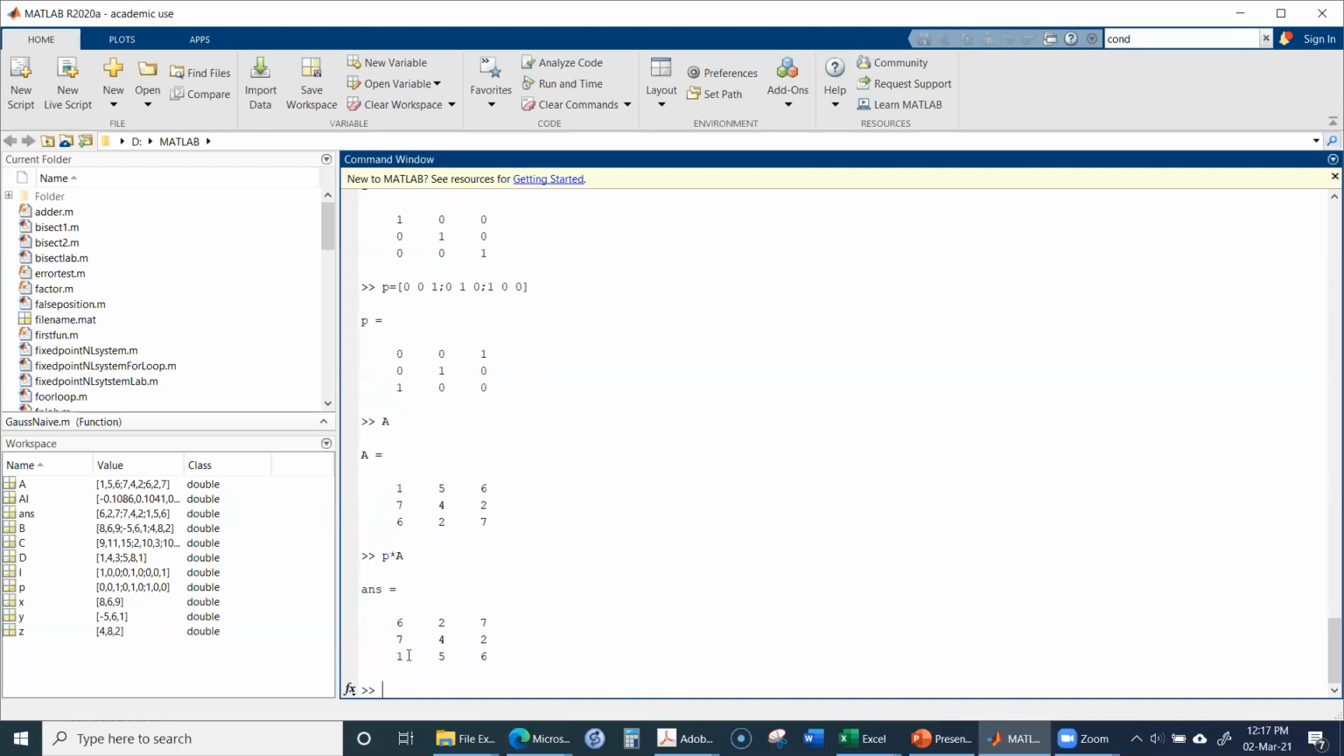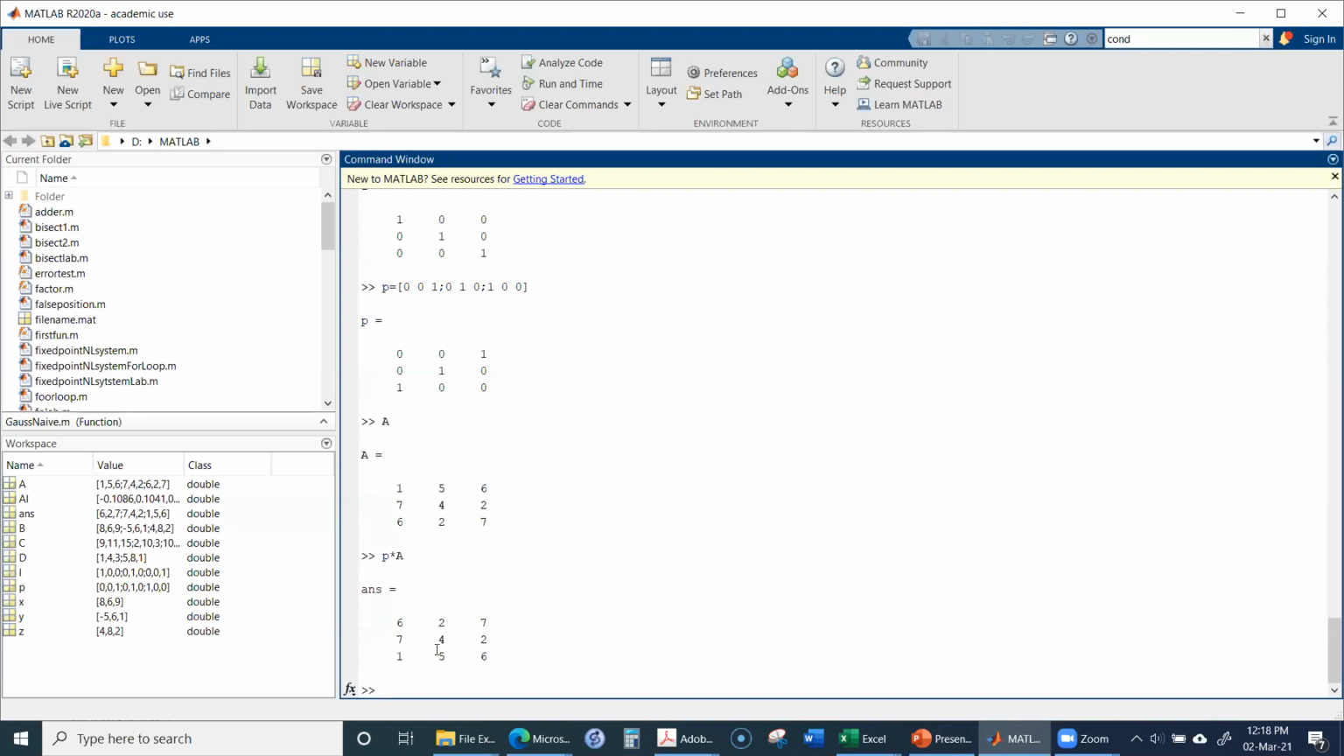Here you can see that the rows of A have also been interchanged, right? So 6 2 7 has come over to this place, and 1 5 6 has come over to this place. This type of observation can be useful in the Gauss elimination method, in which you want to show how to interchange the rows. This may be needed for doing some partial pivoting in the Gauss elimination method.